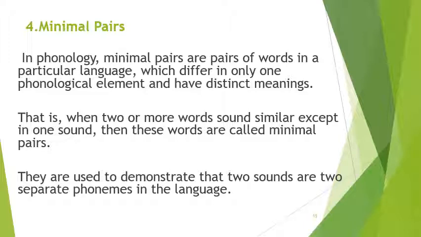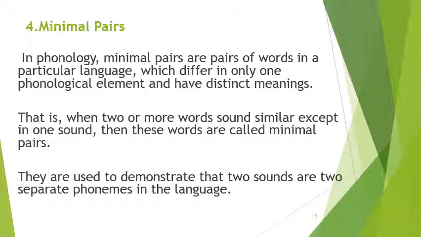What we have on these slides is called minimal pairs. This is a new topic. Minimal pairs. In phonology, minimal pairs are pairs of words in a particular language which differ in only one phonological element and have distinct meanings. That is to say, in phonology, there may be a situation whereby you have two or more words pronounced in almost the same way, but they have a distinct phonological element and they have distinct meanings.